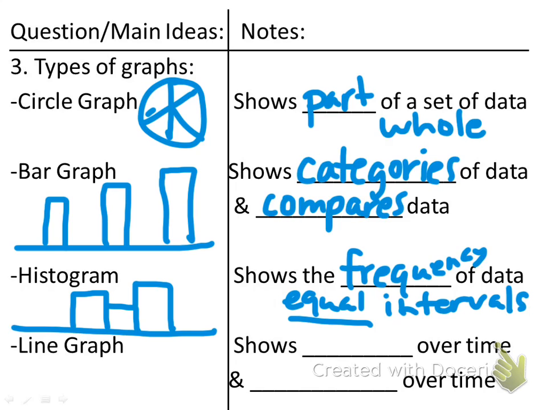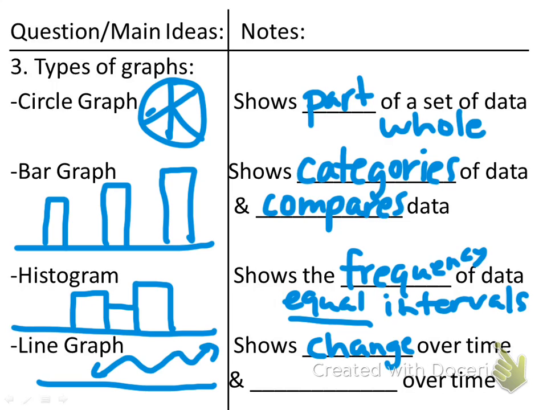In a line graph, it shows change over time and compares change over time. These are 4 different types of graphs, and they are appropriate to use at 4 different times.